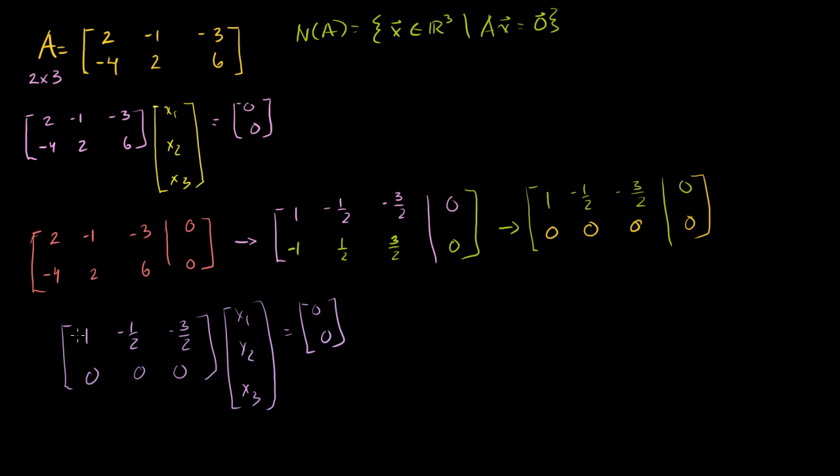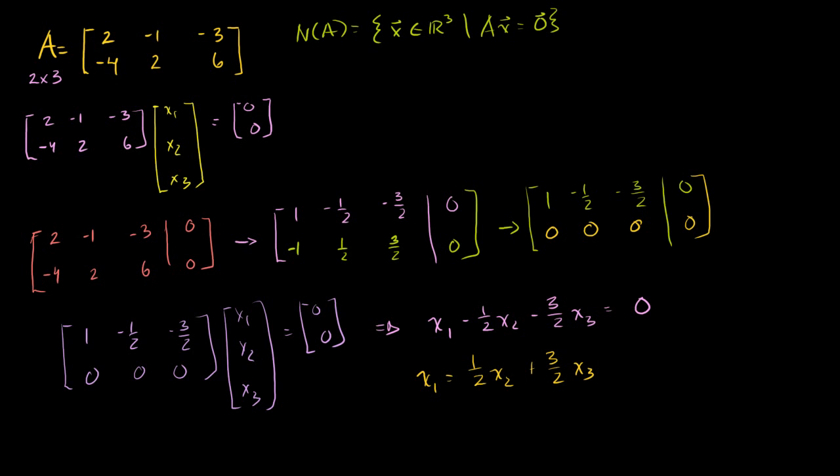But this first row tells us that, if we switch colors, 1 times x1, x1 minus 1/2 times x2 minus 3/2 times x3 is equal to 0. All of the vectors whose components satisfy this are in my null space. If I want to write it a little bit differently, I could write it as x1 is equal to 1/2 x2 plus 3/2 x3.